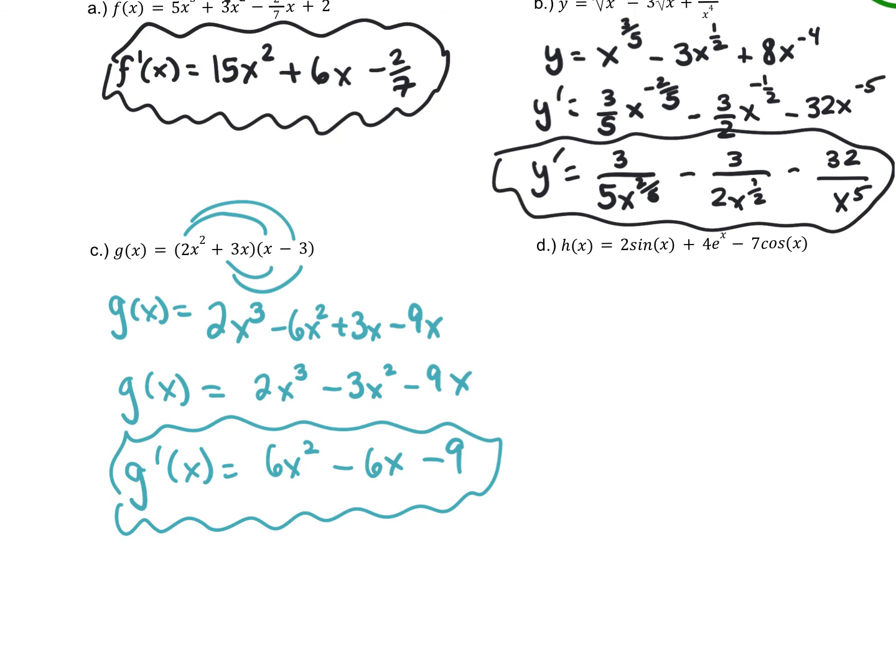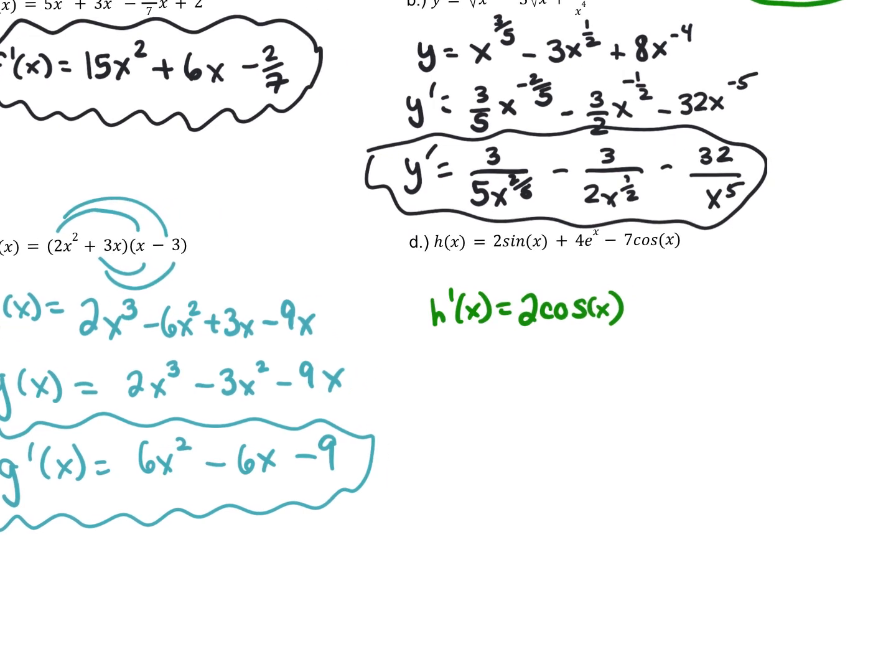All right, our last one is our transcendental functions. And we just have to kind of know what the derivative of these big three are. So remember, the derivative of sine is cosine, just straight cosine. So the sine just becomes cosine in the derivative. Anything with an e to the x, or e to the t, or e to the anything simply just stays the same. E to the x is its own derivative. And the derivative of cosine is negative sine.